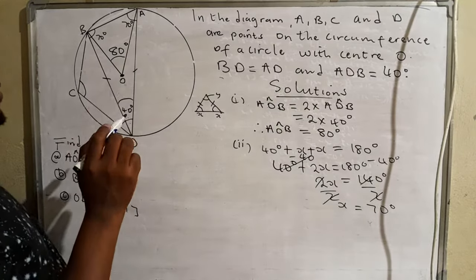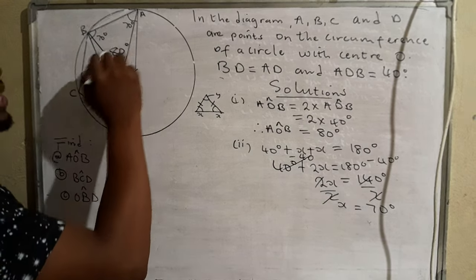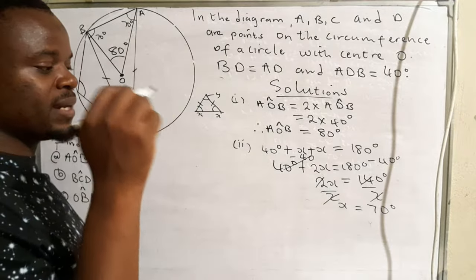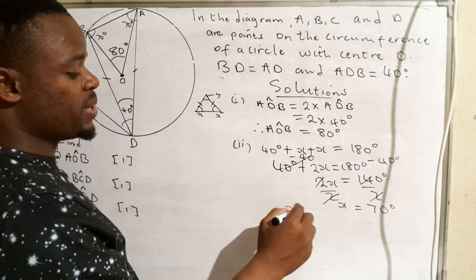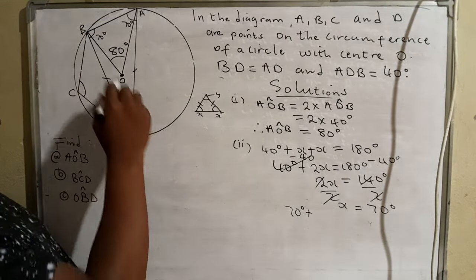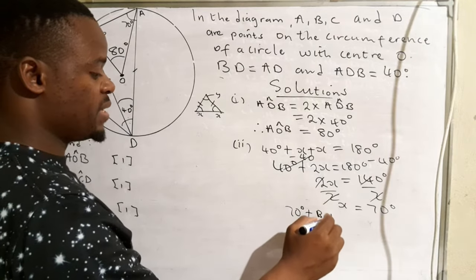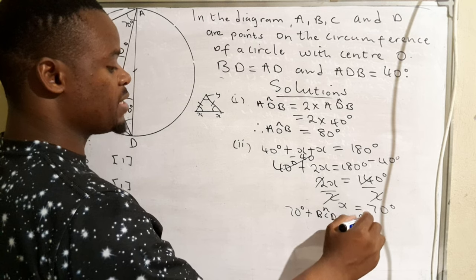So now, the question is, what is the value of this angle? This angle is opposite that one. So opposite angles in a cyclic quadrilateral add up to 180. So say that 70 degrees plus angle BCD should actually give us 180 degrees.